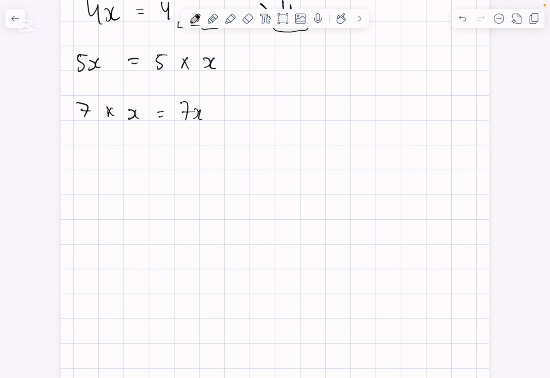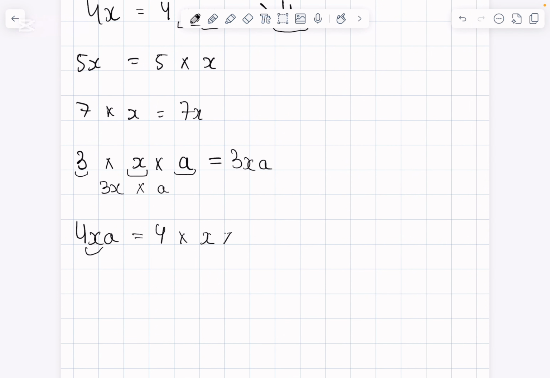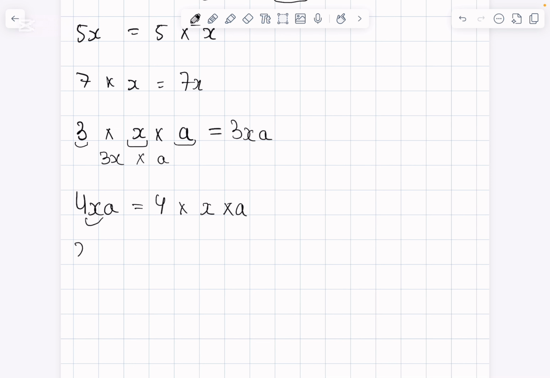Now if I ask you 3 times x times a, what would that mean? It's a bit harder, but it follows the exact same logic. 3 multiplied by x gives us 3x. 3x multiplied by a gives us 3xa. So, in simpler words, 4xa is equal to 4 times x times a, or 3xa is equal to 3 times x times a.